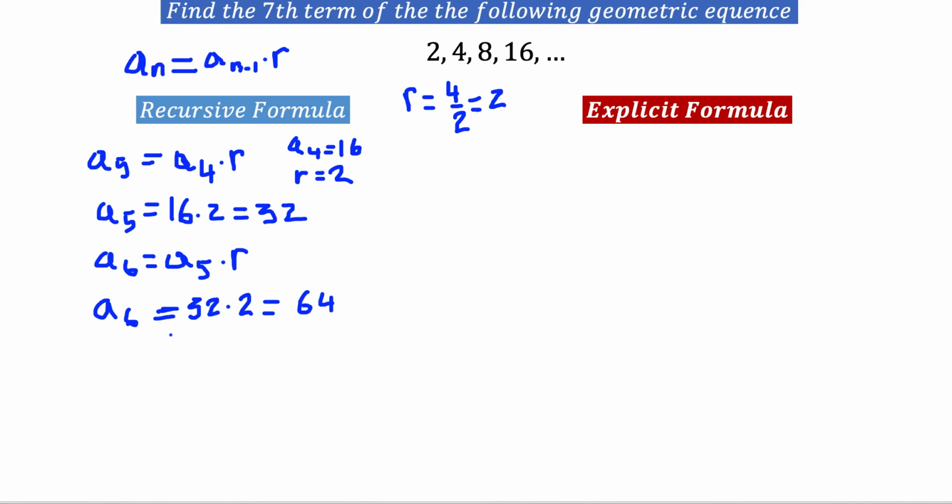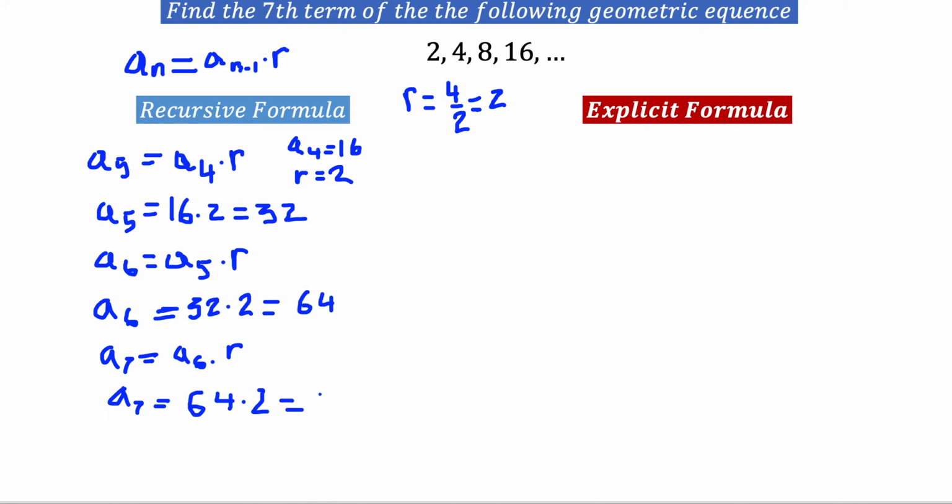And now we can find the seventh term. As we see here, to find one term, we always have to find the previous term in order to get the current term. So this is a_6 times r, and the seventh term, a_7, is equal to 64 times 2, which is equal to 128.